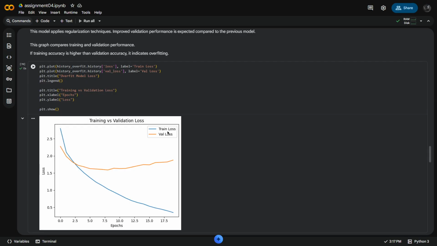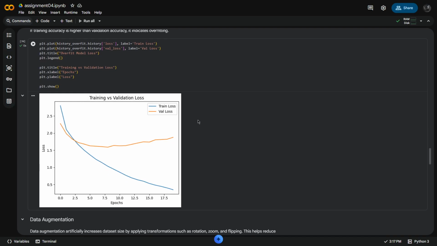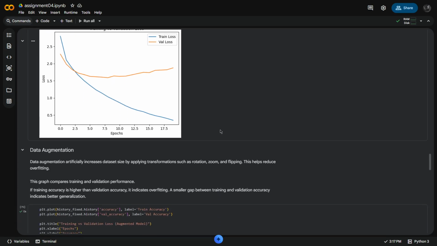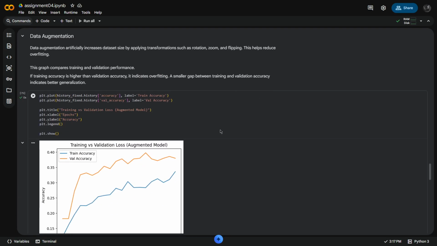So for model 2, to reduce overfitting, I applied dropout and L2 regularization. Dropout randomly disables neurons, and L2 penalizes large weights. The gap between training and validation accuracy is reduced, which shows improved generalization.